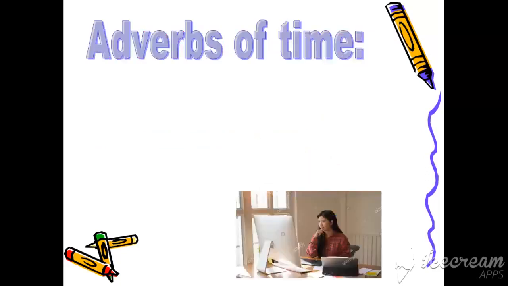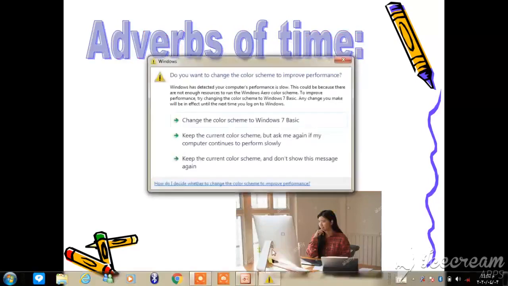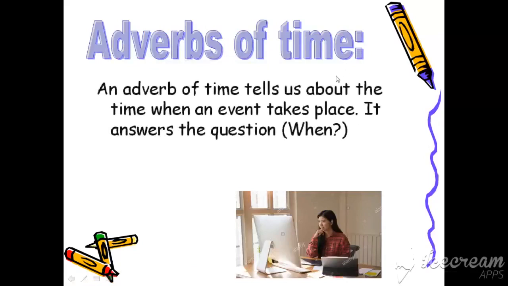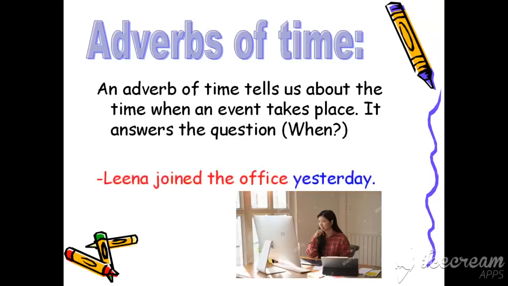The third type is adverbs of time, هي ظروف الزمن. An adverb of time tells us about the time when an event takes place. It answers the question when. Lena joined the office yesterday. Yesterday is an adverb of time.